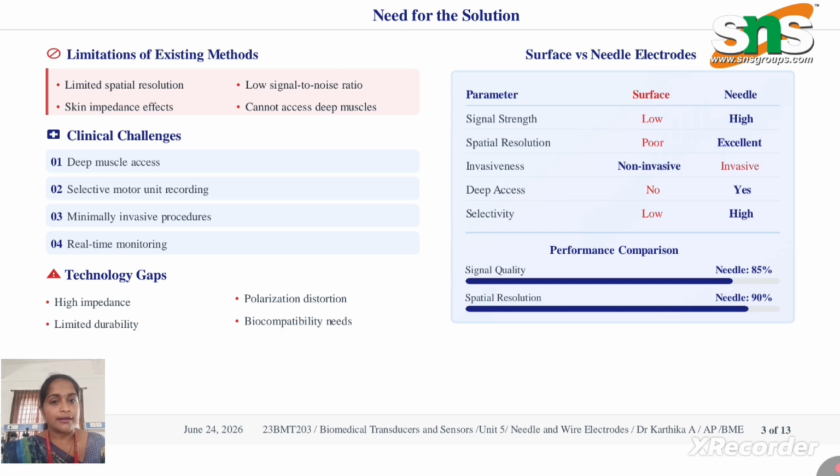See, here we are using needle electrodes. Here I have listed surface and needle electrode differences. Here we have parameters like signal strength, spatial resolution, invasiveness, deep access, as well as selectivity. See this performance comparison, which uses signal quality and spatial resolution as the main factors.